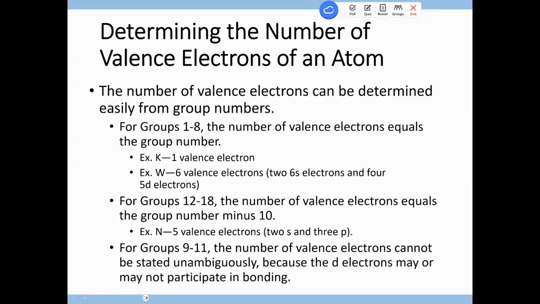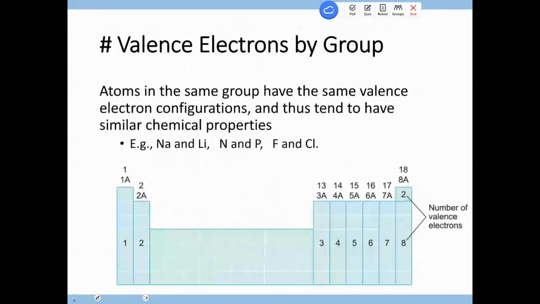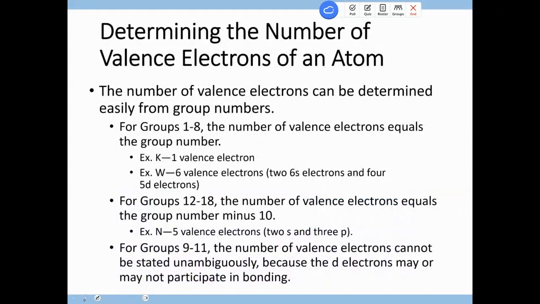For groups 12 to 18, so now we're looking at this group 12, and to the right, their number of valence electrons is their group number minus 10. So nitrogen is in group 15, but you subtract 10, it has 5 valence electrons.